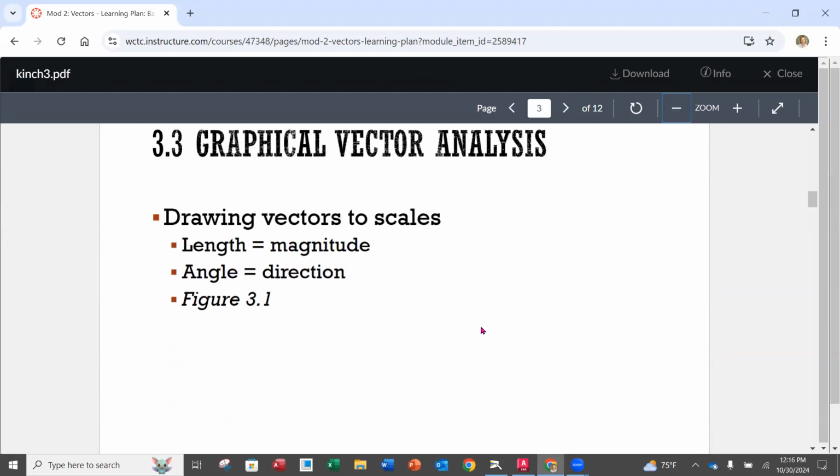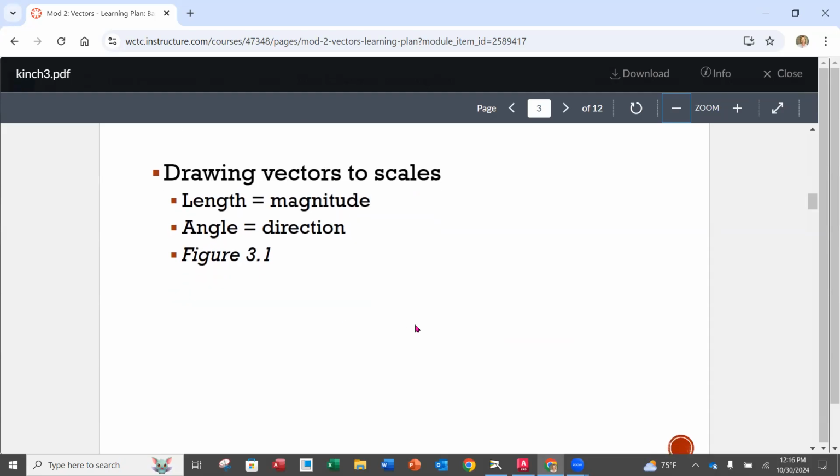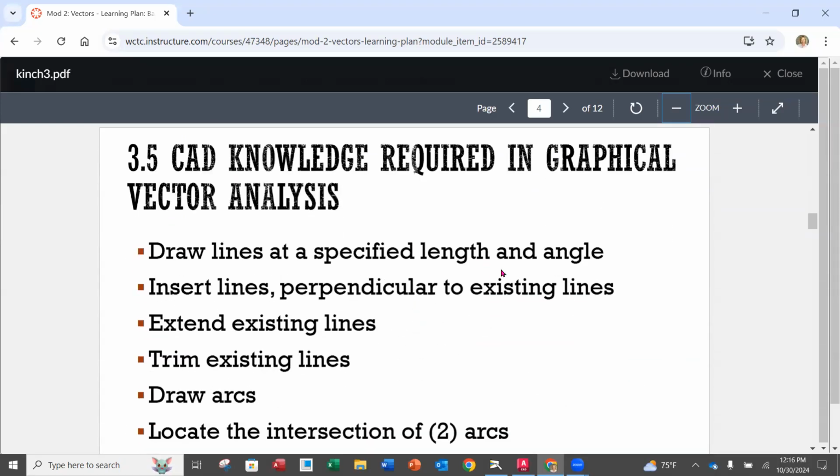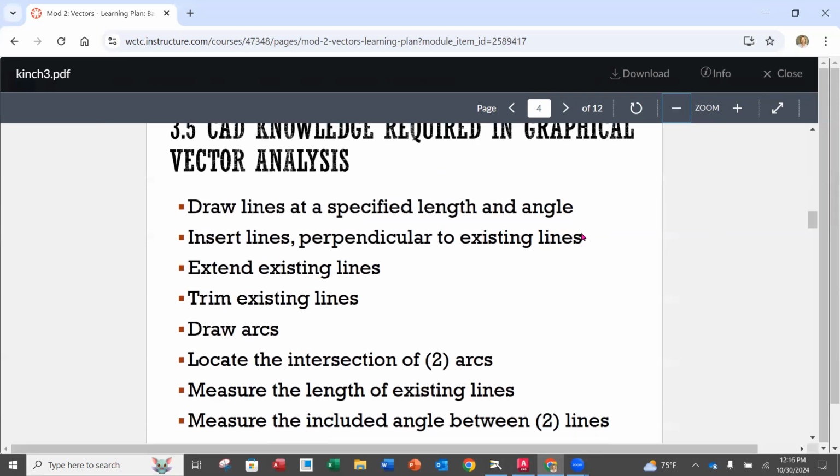Now, when we draw our vectors, the length is going to be equal to whatever its magnitude is, and the angle along with that arrowhead is going to be our direction, which we just looked at in figure 3.1. Now we're going to be using AutoCAD to draw out our vector equations and solve whatever we need to. In some cases, it'll be resultants. In other cases, it'll be maybe some other things. But the CAD knowledge that you need in order to do the graphical analysis here for vectors is, number one, be able to draw a line to a specific length and at an angle.